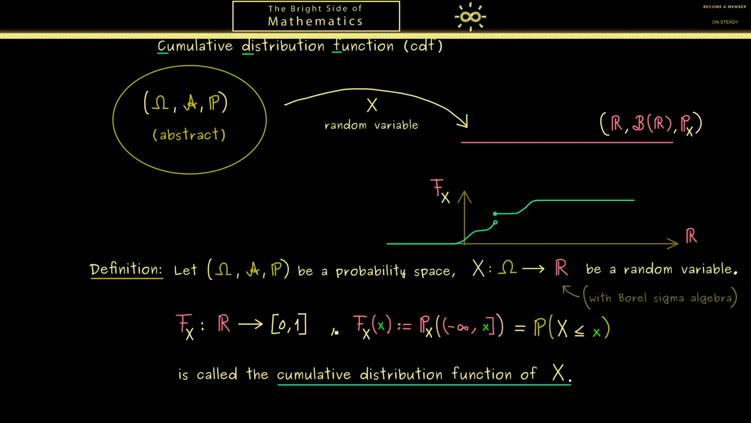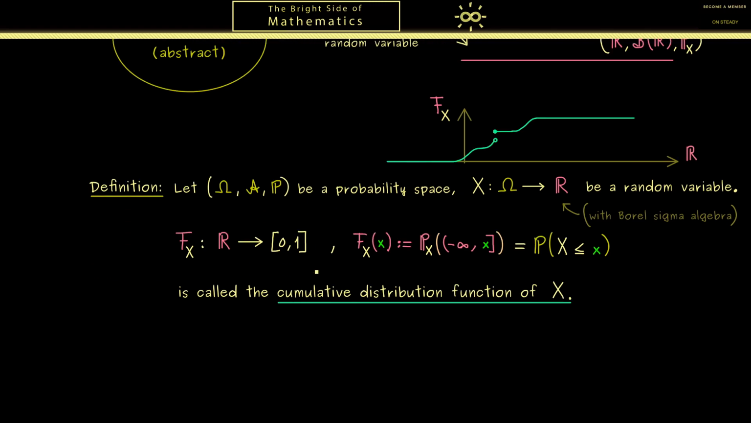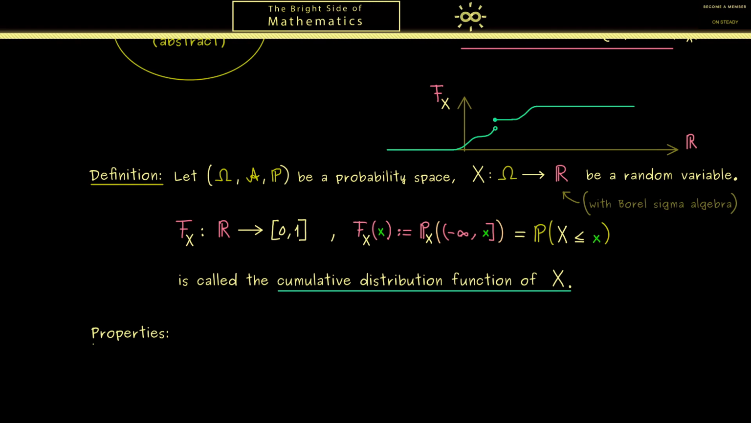Now, this definition immediately implies some nice characteristic properties for F_X. Therefore, let's use a minute to talk about these. They immediately follow because we use a probability measure to define F_X. For example, if we make this lowercase x here smaller and smaller, in the limit x to minus infinity, we would get P_X of the empty set. And there we have our important property of a probability measure. The empty set is always sent to 0. Hence, F_X has this property in the limit to minus infinity.